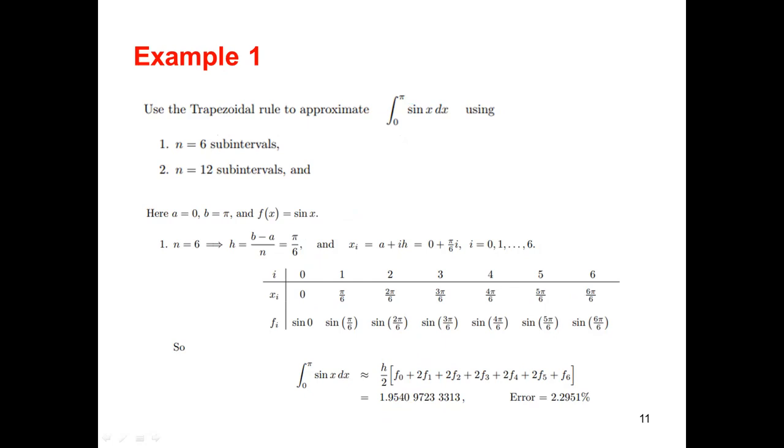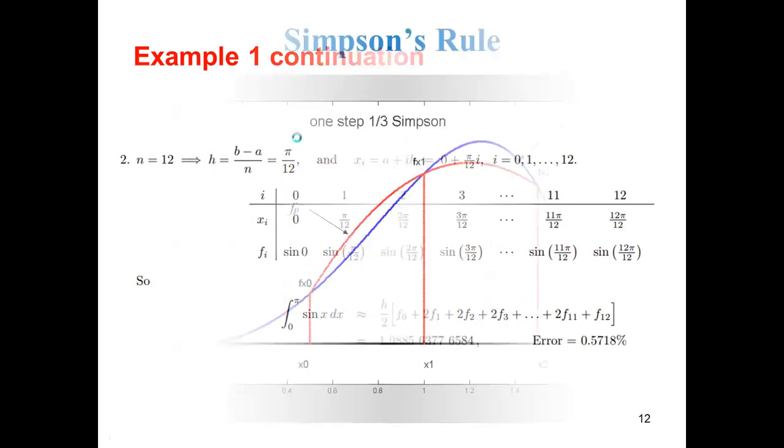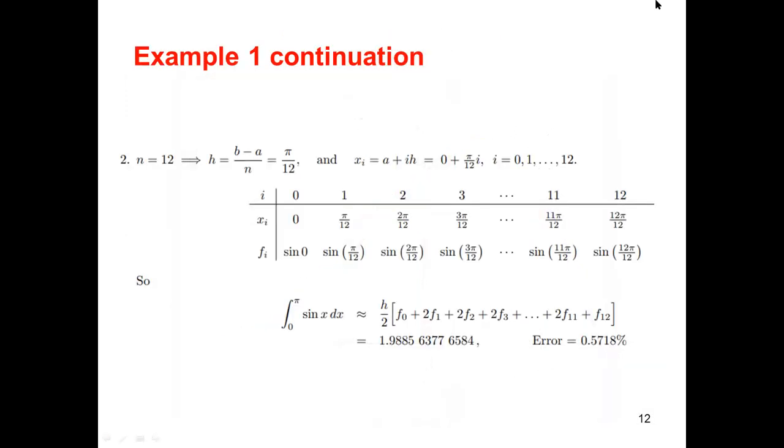The same procedure actually. So what you do, your n is equal to 12. You solve for another h: upper limit minus lower limit over n, which is 12. So your increment now will be pi over 12.